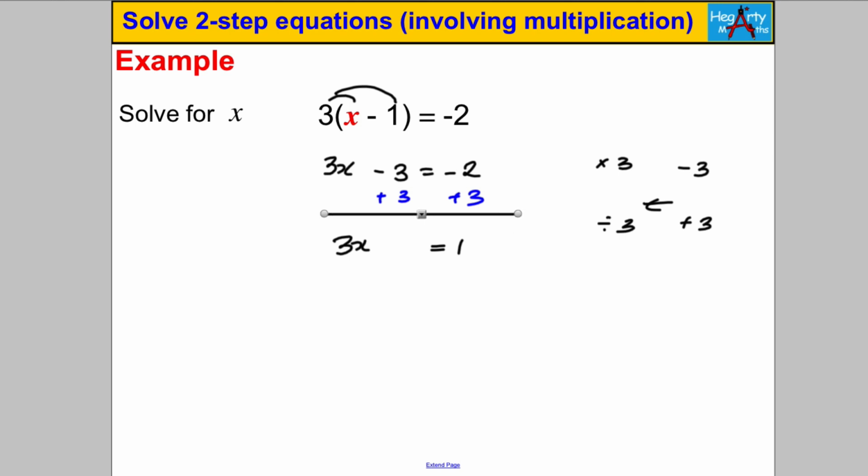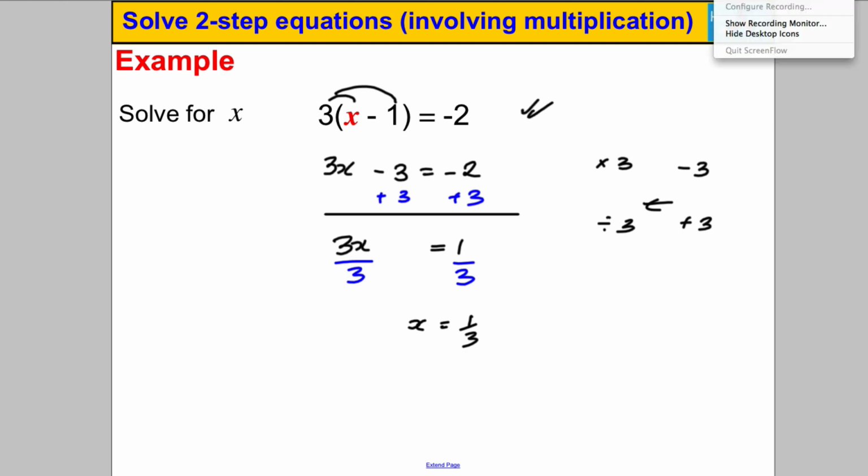And then I'm going to divide both sides by 3. And what do I get? I get that x is equal to 1/3. And if I was to work this out, 1/3 take away 1 is negative 2/3. Negative 2/3 times 3 is negative 2. I got the right answer.